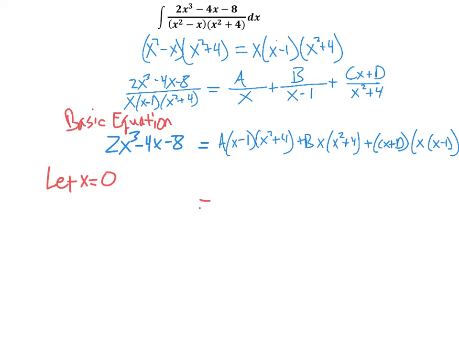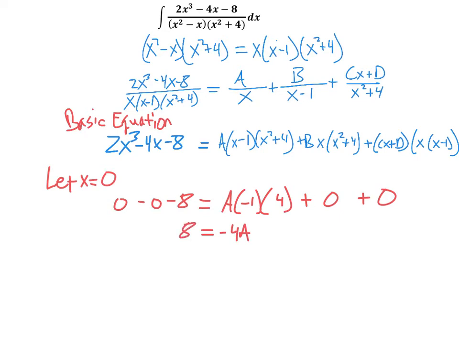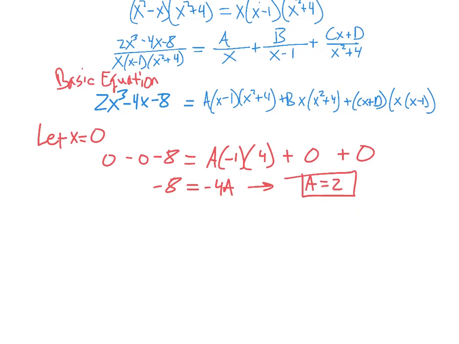So let's write it out and see. This is going to be a times negative 1 times 4. And over on this side, we get 0 minus 8. All right, so we end up with negative 4a equals 8. And that tells us that a is negative 2, actually, negative 8 over negative 4, so a is 2. Great. Well, now we're going to do the same idea for the other two terms.